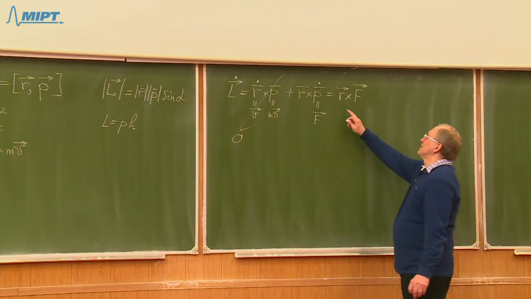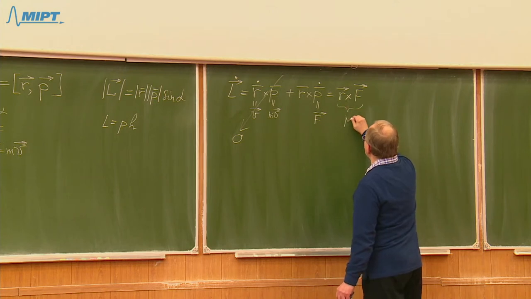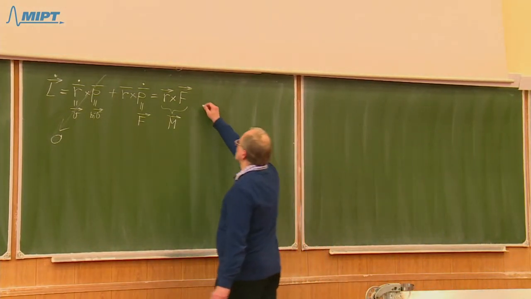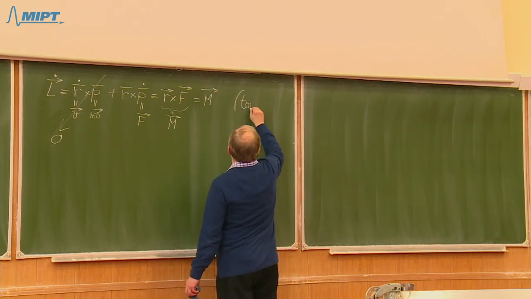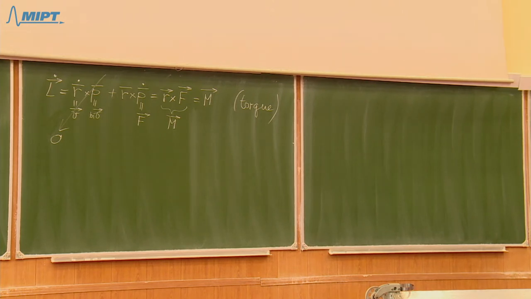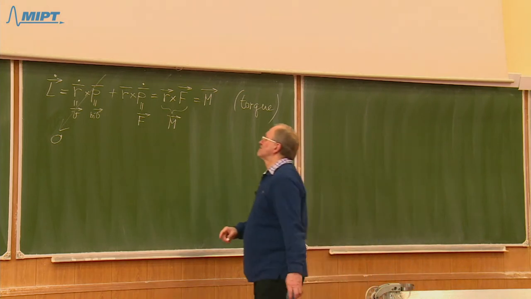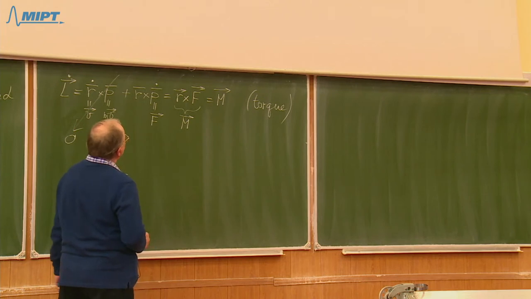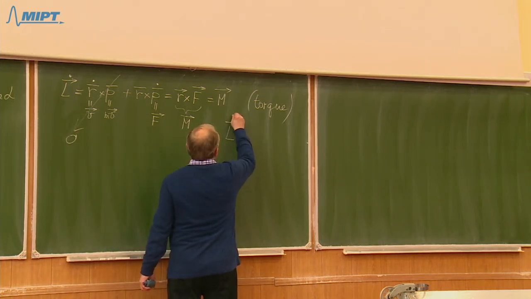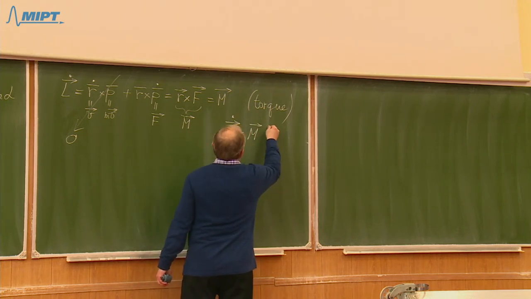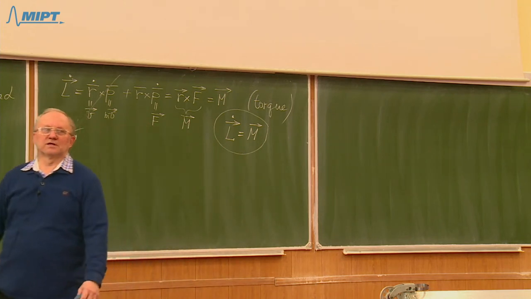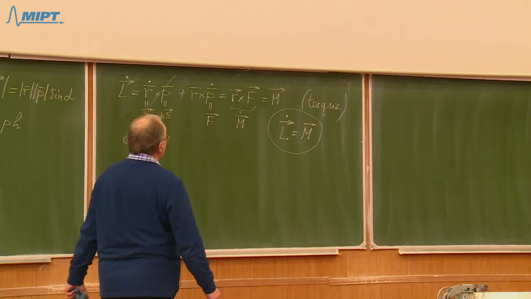And this physical quantity, by definition, is termed the vector of torque acting on the particle. So this is the torque. So we obtained equation which defines the rate of change of angular momentum. And according to this law, the rate of change in time of angular momentum equals the torque of external forces acting on this point particle, point mass.